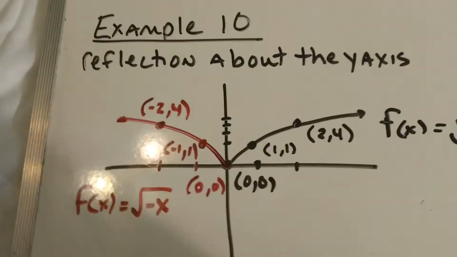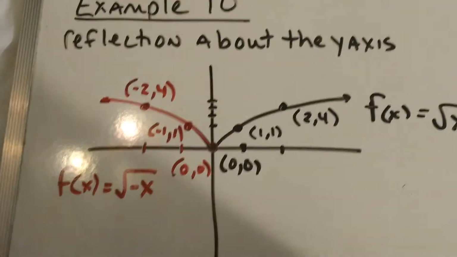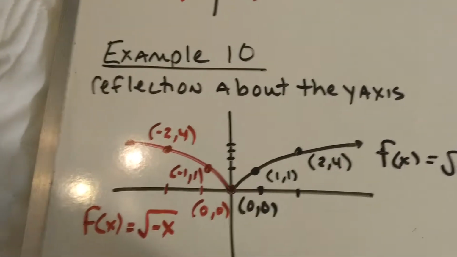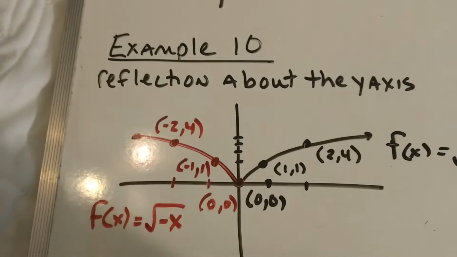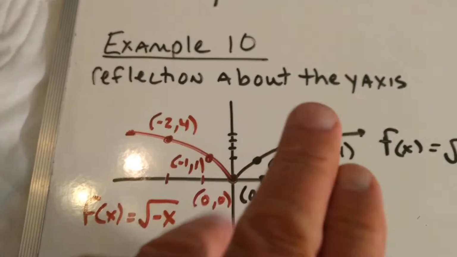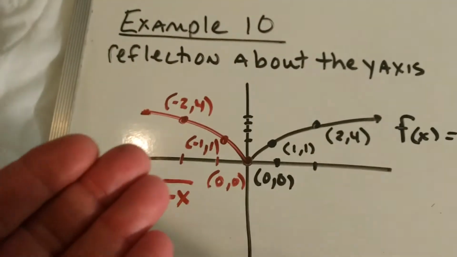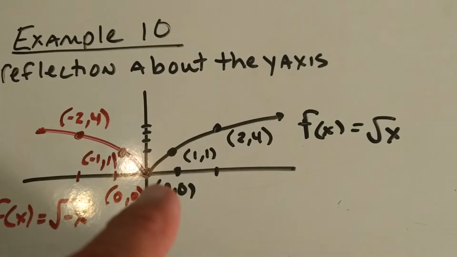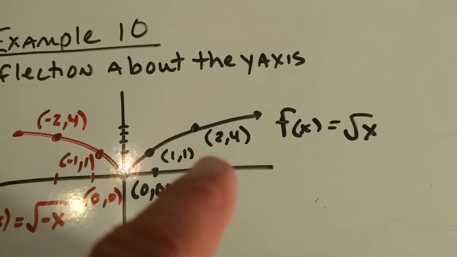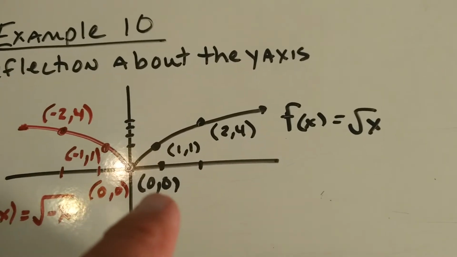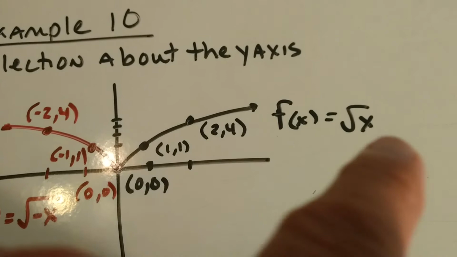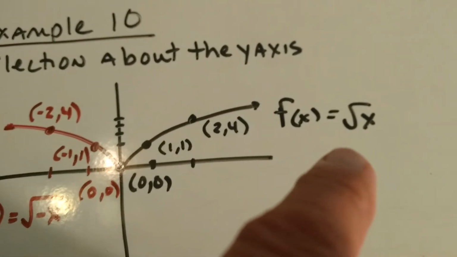The second type of reflection we have, and this is example 10 on page 261, deals with reflection about the y-axis. This is where a graph is going to flip over the y-axis. On the black mark, we have f of x equals square root of x. We have our (0, 0), (1, 1), (2, 4). That's just plugging the numbers into here.